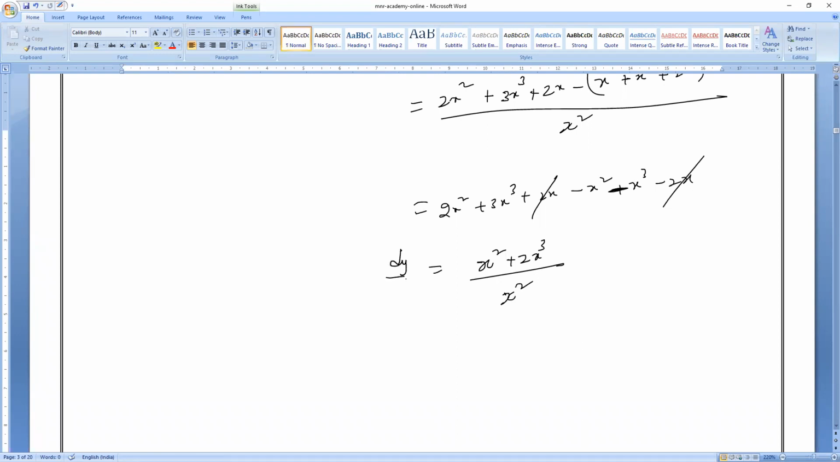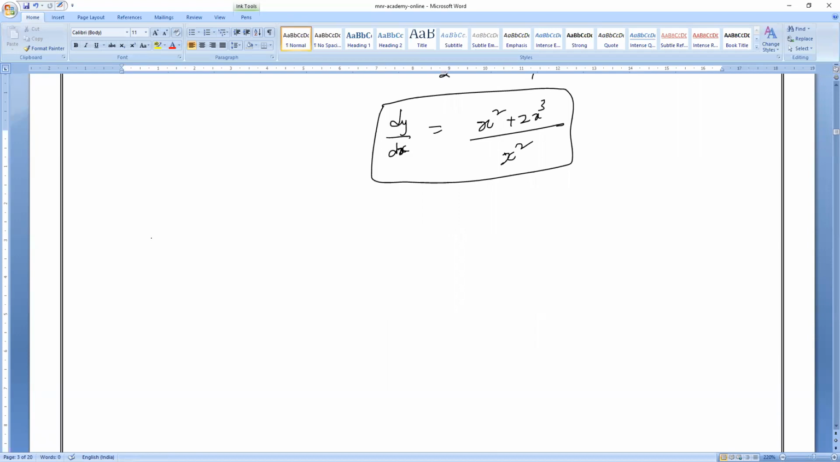Understood? dy by dx equals to, you can write. Any doubt, anybody can ask? Clear? Yes, sir. Next. Next, we are going to study the chain rule, the most important rule. Till now, the UV method, the U by V method. Now, next one, you are going to study the chain rule.